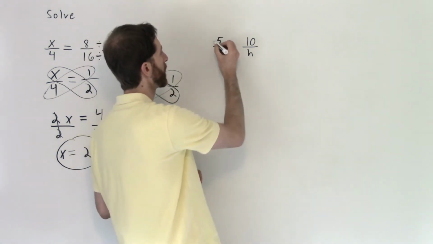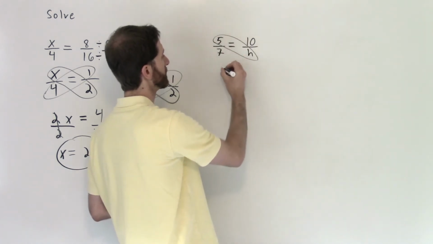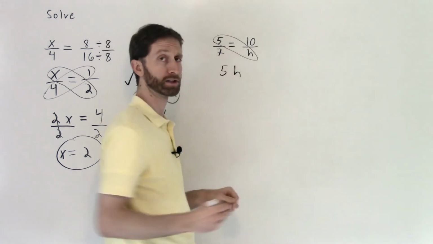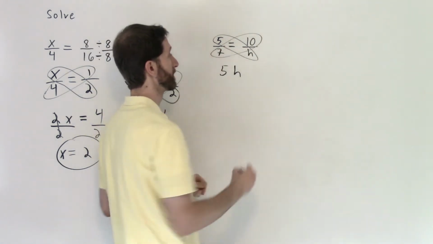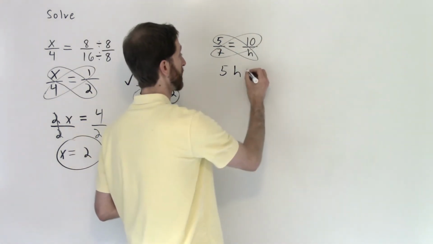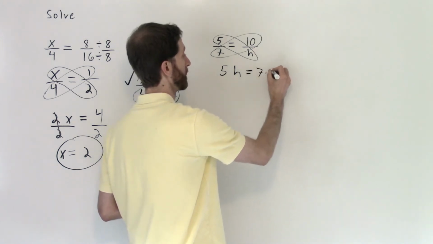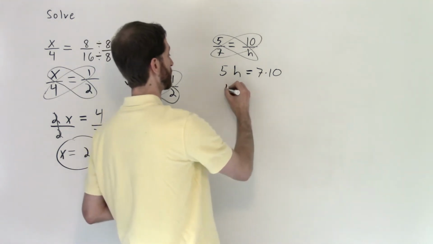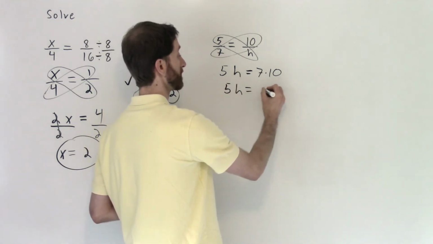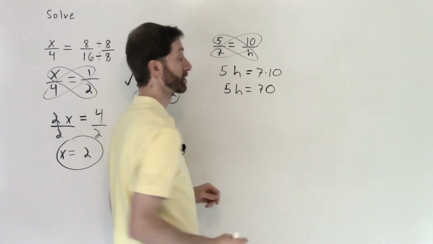So I'm going to jump right into cross multiplication. 5 times h, like so, and then 7 times 10. And 7 times 10, we get 70. So what I'm doing here, I'll show it a little closer, is 7 times 10, and as I said, that'll give me 70. So now the resulting equation is 5h is equal to 70.